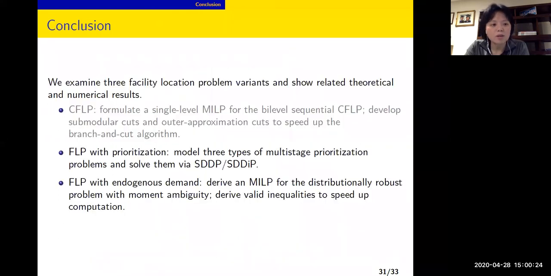So the conclusion is that, for the first prioritization work, we focus on modeling more and directly use SDDiP to solve the model, and see how we can model prioritization better. The second part basically uses some other tricks, like valid inequalities and so on, to improve the computation.